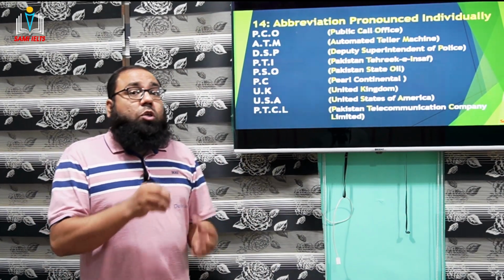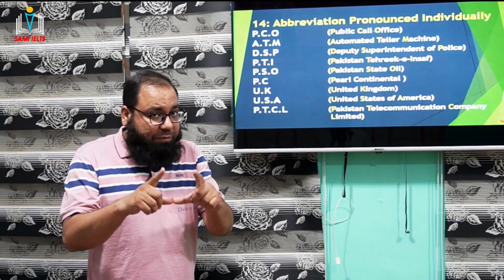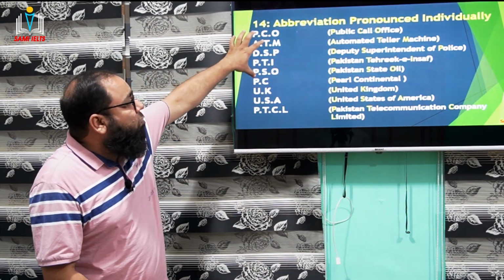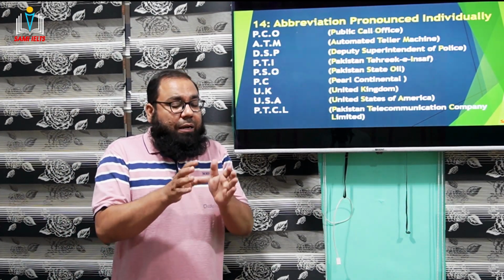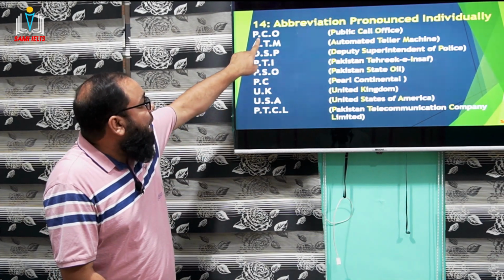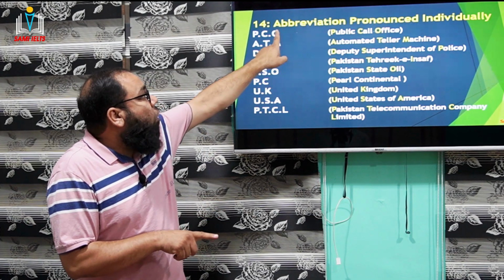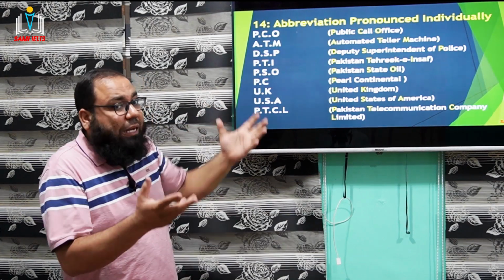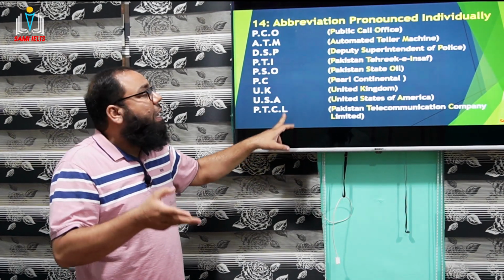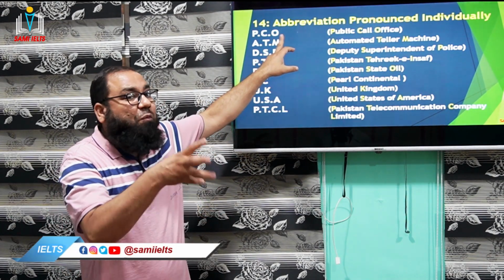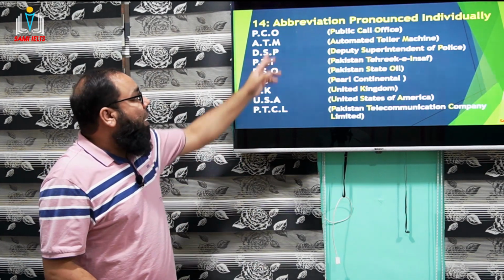So let's talk about rule number 14, abbreviations. Those abbreviations which are pronounced individually. Remember, students, all those abbreviations must be written in capital letters and with full stops, right? You can see here P full stop, C full stop, and then ATM, and then DSP. Don't put a full stop at the end, because the sentence is still going on. If a sentence ends with these abbreviations, then it makes sense to apply the period or full stop at the end there. But if they come in the middle of the sentence, don't put a full stop after that, okay?